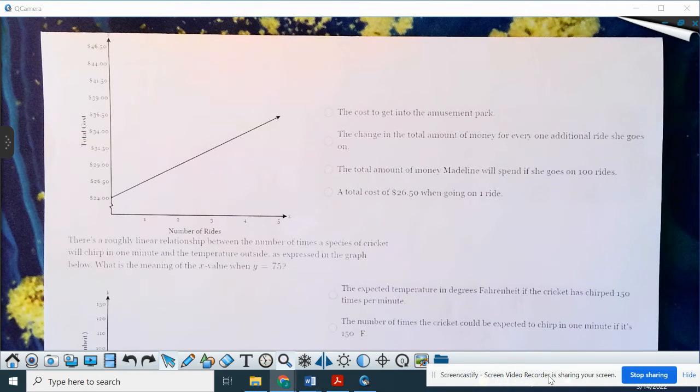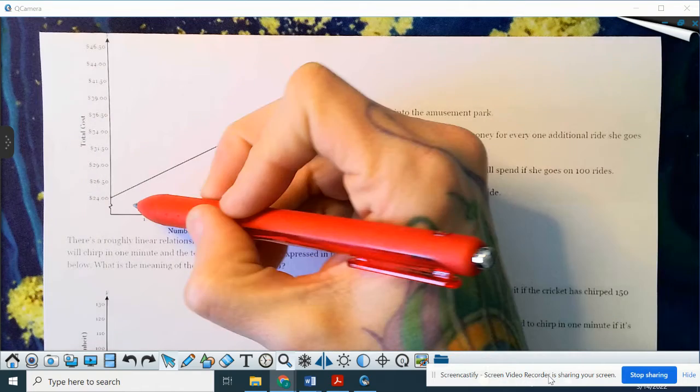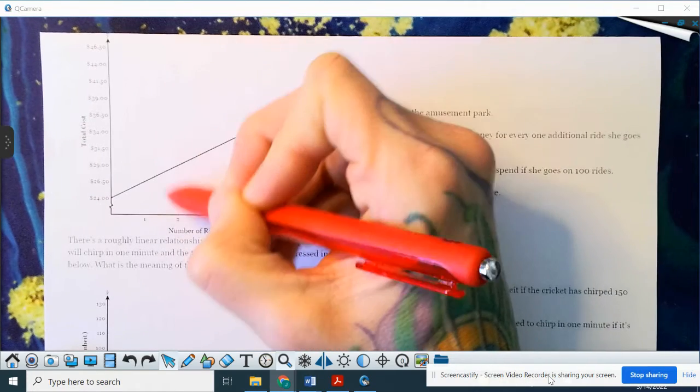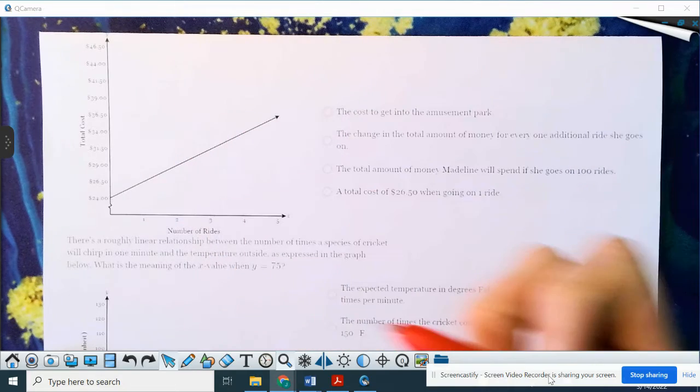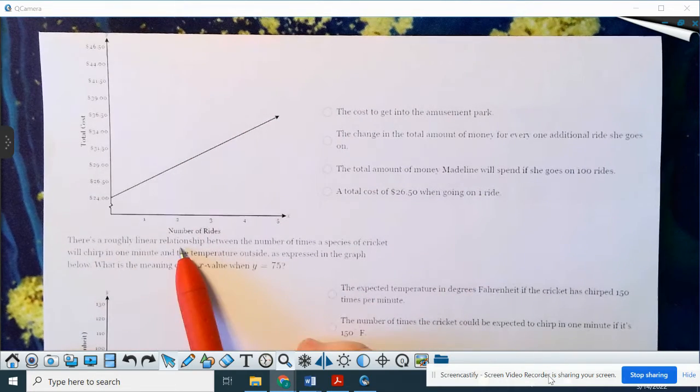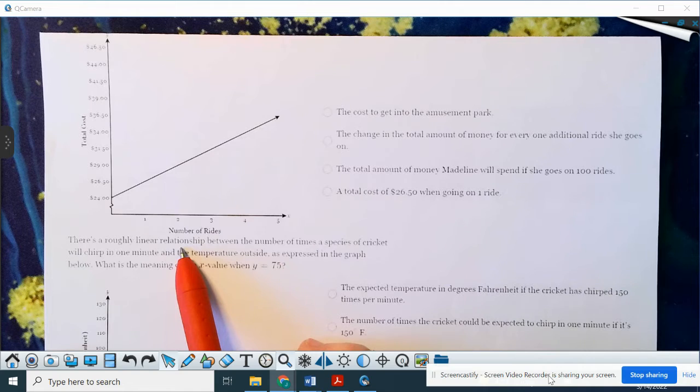So looking at our graphs from our Delta Math assignment, where we're interpreting the graph of our linear functions, they're a little gray. They're going to look better on your paper because my prints didn't show my axes for each number. But there's roughly a linear relationship between the number of times a species of cricket will chirp in 1 minute and the temperature.